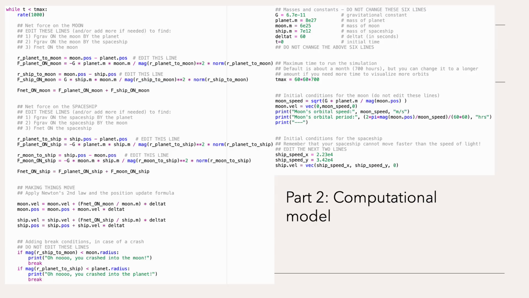Here's the computational model that we used for part 2 of the lab. In this part of the code, we found the r vector from the planet to the moon and the force of the planet on the moon. We also determined the force of the ship on the moon. Using this, we calculated the total force on the moon. Following the same steps, we also calculated the net force on the spaceship. Then we used Newton's second law so that we can move the bodies in our system. Then, through trial and error, we set the value of ship speed x and y necessary for the ship to take up a figure-8 orbit around the planet and the moon.